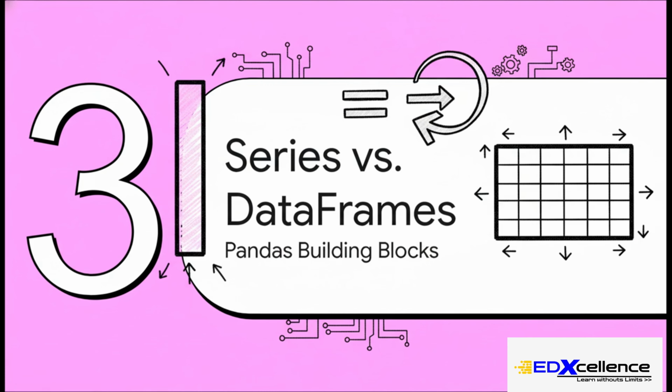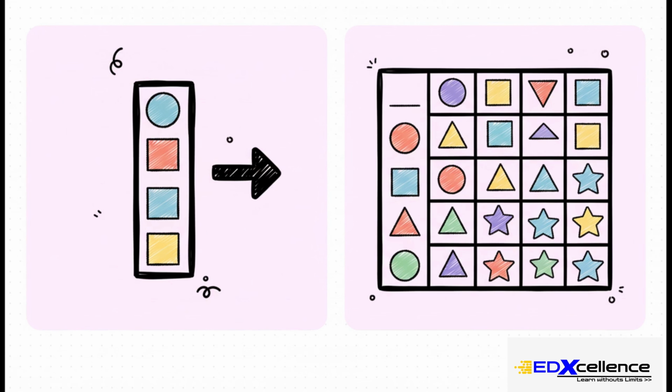Okay, so once you have Pandas, it organizes your data into one of two main structures, something called a series or something called a data frame. Getting the difference between these two is really the key to understanding how Pandas thinks about data. And you know what? The difference is really simple. A series is just a single column of data. Think of it like a list of names or a list of temperatures.